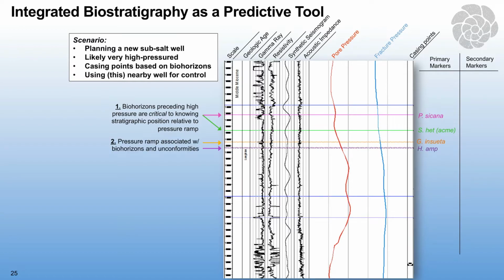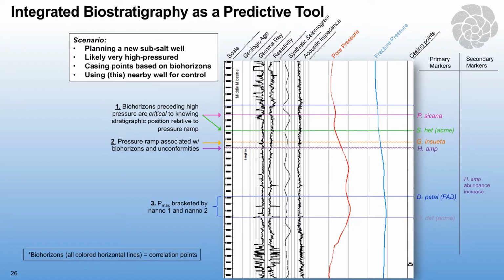The pressure ramp was associated with these two markers, which were also unconformities. So we would expect to look for these and understand that we're about halfway up this pore pressure ramp and we still have a ways to go. And then finally, we had two markers bracketing maximum pressure down here at this depth. So the idea there would be look for this marker, expect to be very close to reaching peak pore pressure, and then look for this marker and know that we're out of the woods and now pressure is going to start to decrease. So that was the idea.